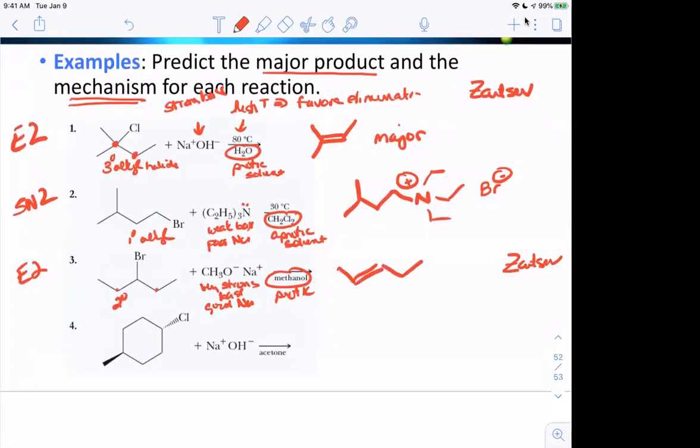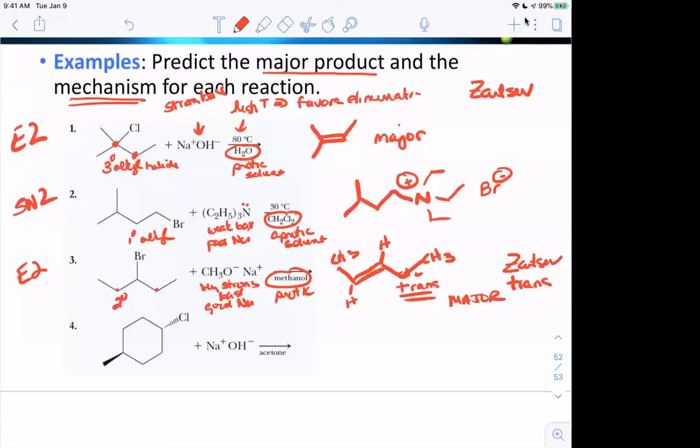And I'm going to get the trans as my major product. Here I can form cis or trans. So I'm typically going to get the trans product so that those two alkyl groups are going to form far away. So I'm going to get the Zaitsev, and I'm going to prefer the trans as my major product.